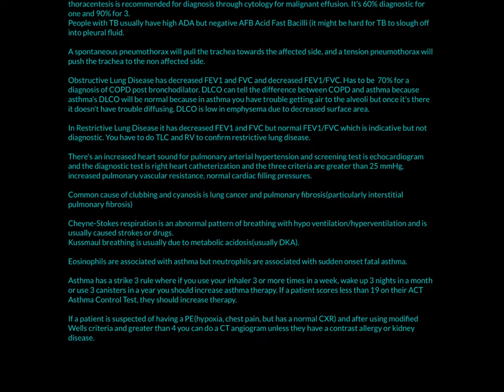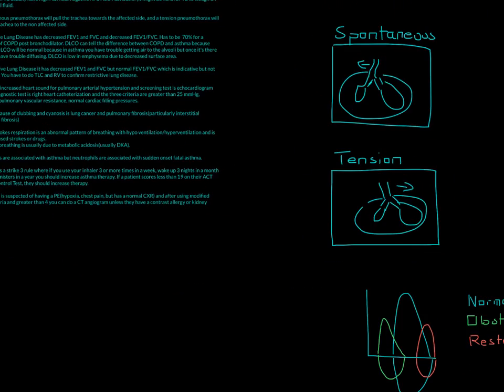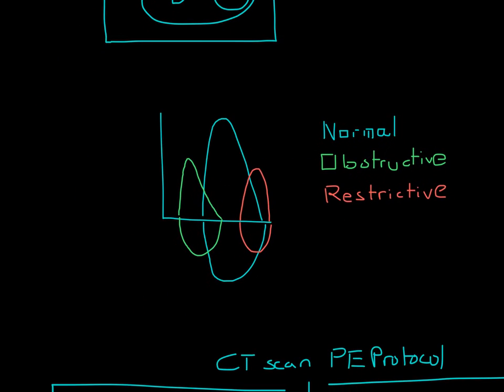Finally, if a patient is suspected of having a PE, for example, if you have hypoxia, chest pain, but a normal chest x-ray, these are all indicators of a pulmonary embolism. You should use the modified Wells criteria, and if you get a score greater than 4, you should do a CT angiogram. However, you should consider alternative treatment if they have a contrast allergy or kidney disease, because these are both contraindications for a CT angiogram.